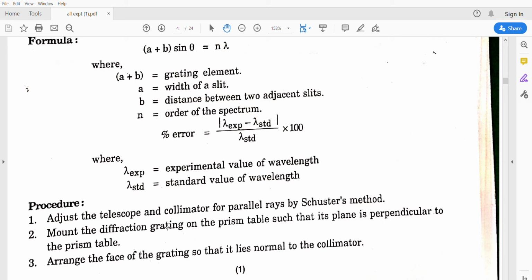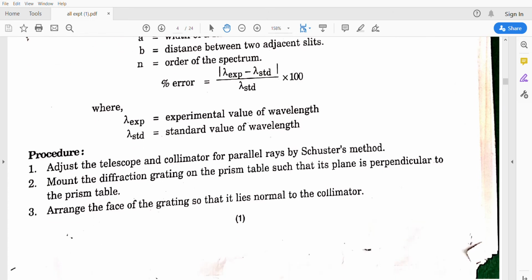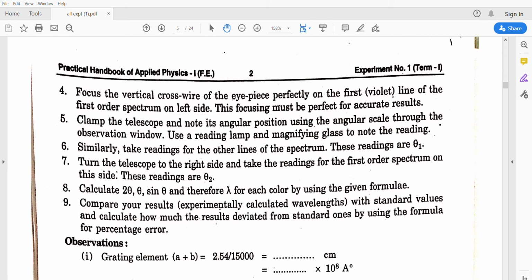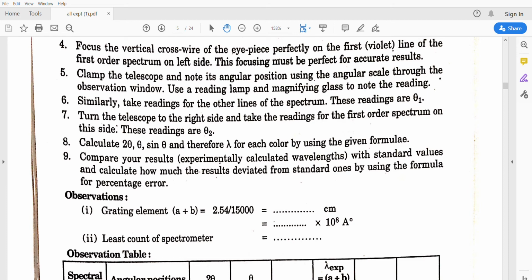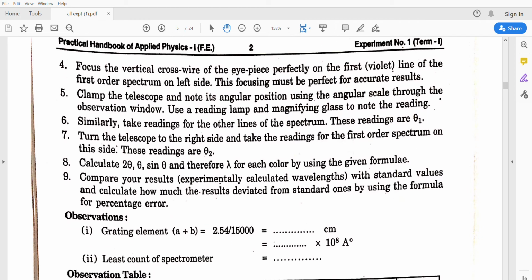Mount the diffraction grating on the prism table. We have to keep the diffraction grating on the prism table, and its plane is perpendicular to the prism table. Arrange the face of the grating so that it lies normal to the collimator. Focus the vertical crosswire of the eyepiece perfectly on the first line of the first order spectrum on left side. This focusing must be perfect for accurate results.